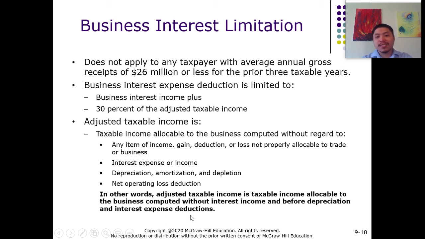Right. So basically, you take the taxable income, you subtract the interest income, right, and then you add back the depreciation and the interest expense deductions, the interest expense, right. So that's the short definition, and it's an easier to understand kind of definition, right.